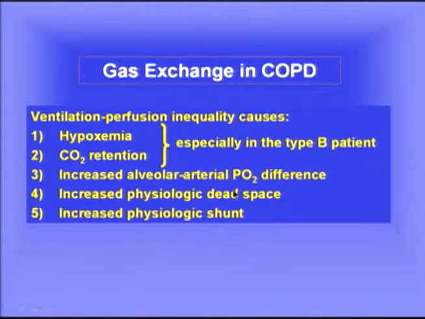So patients with ventilation perfusion inequality would have CO2 retention if they did not increase the ventilation to their alveoli. And the type B patient, as we said before, often will allow his PCO2 to rise because he cannot cope with the severe dyspnea. He's willing to trade an increase in PCO2 for a slightly lower ventilation, which will make him very much more comfortable. The ventilation perfusion inequality, of course, increases the alveolar arterial PO2 difference, and if you calculate the physiologic dead space and the physiologic shunt, these are also increased.